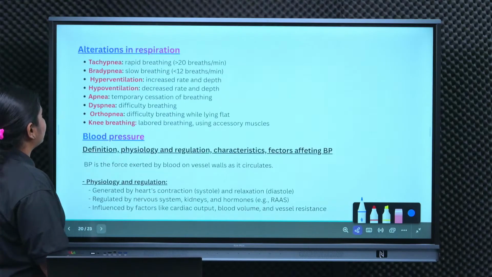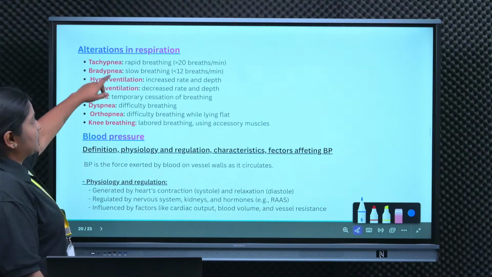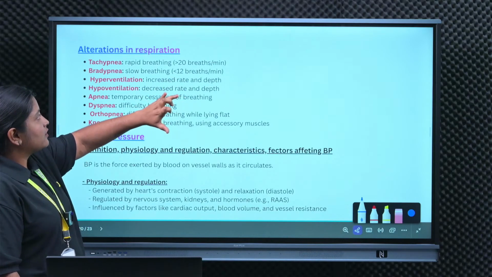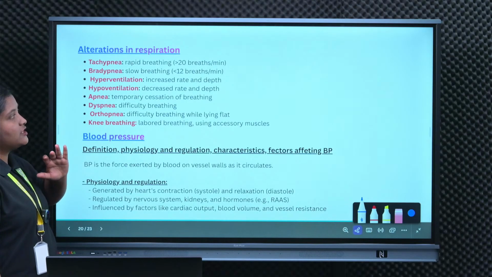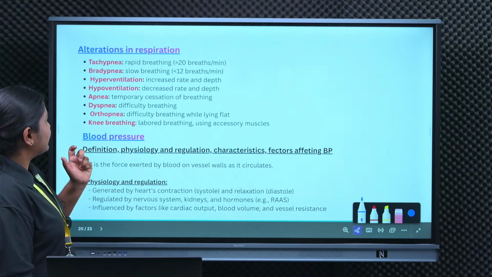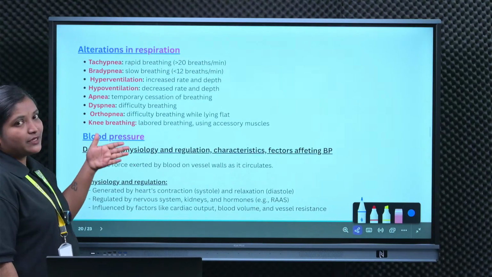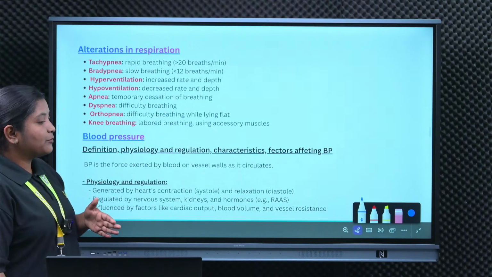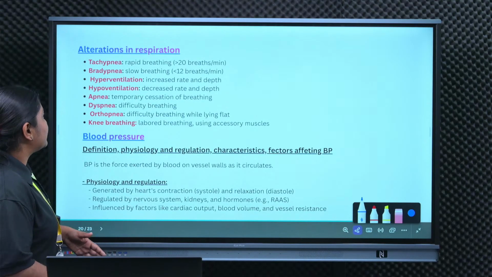So the next thing is the alterations in respiration, okay. Tachypnea means rapid breathing, more than 20 breaths per minute. Bradypnea is slow breathing, less than 12. Then hyperventilation means increased rate and depth. Hyper means increase, hypo means decrease. Apnea, what is apnea? Temporary cessation of breathing, loss of breathing.